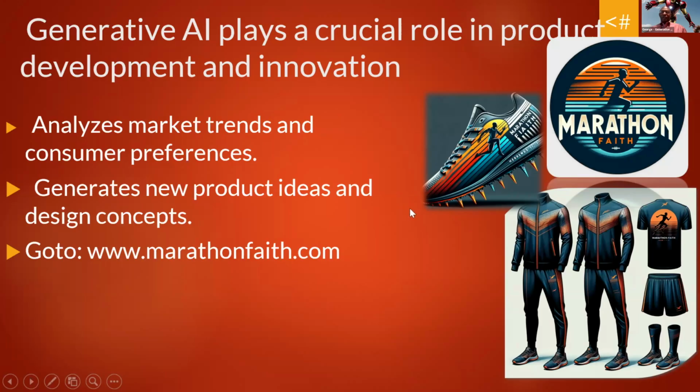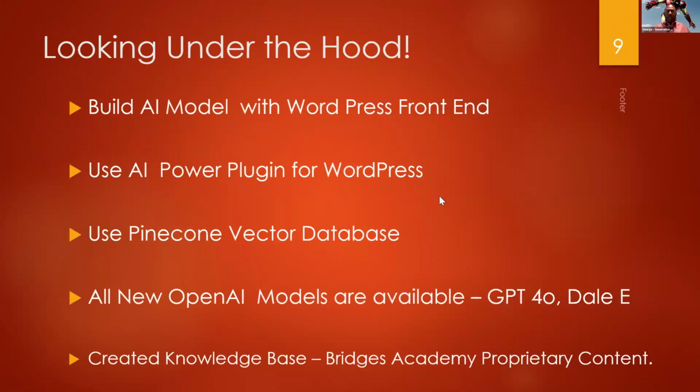And so these are the types of things that you can do with generative AI. Right. So I want to show you how you can go about doing that. This is just one example of how we can go about using AI. So let's take a look at what I'm doing under the hood. What I'm doing under the hood is I'm building AI models with WordPress, with a WordPress front end. That's basically what I'm doing.